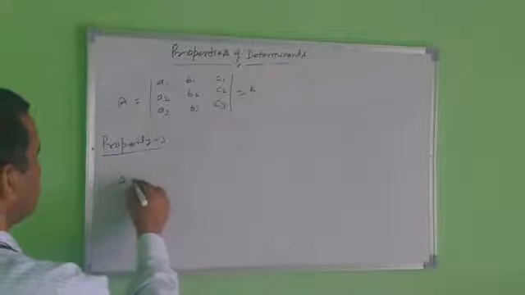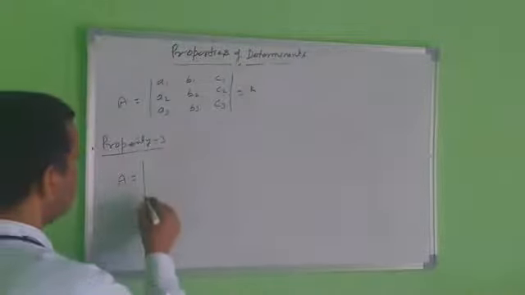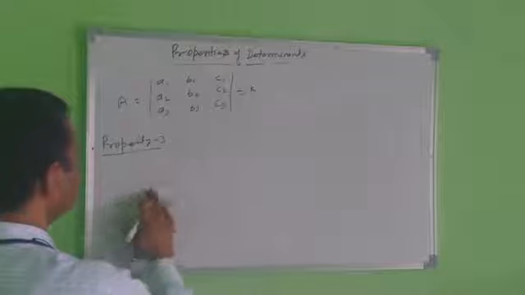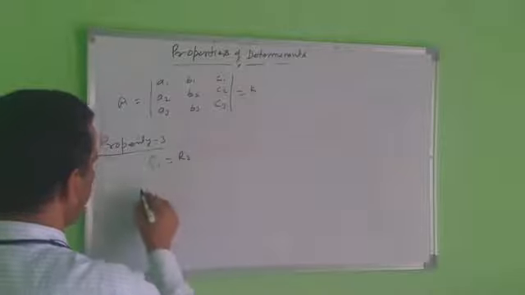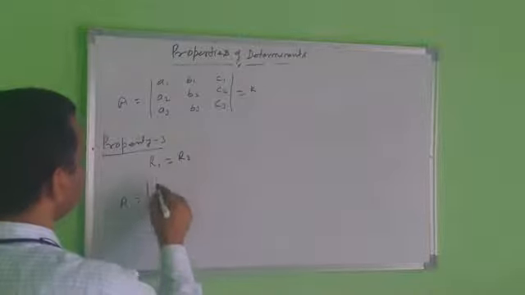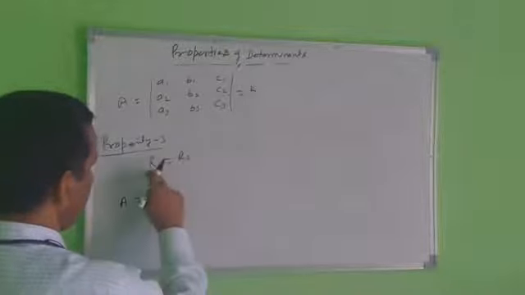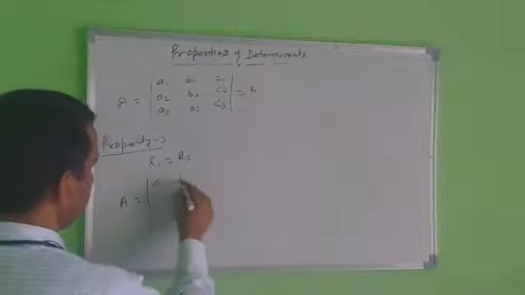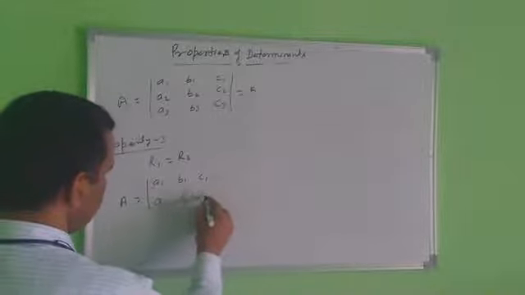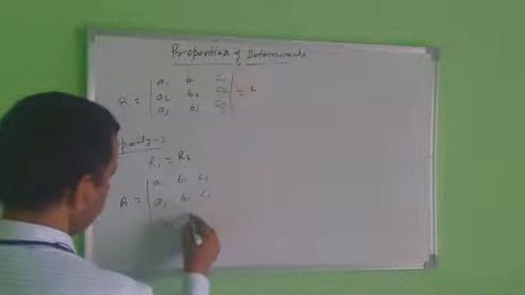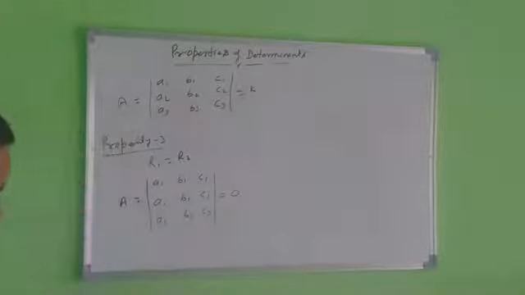So what do we mean by this? Suppose the result of this determinant is k. Suppose R1 equals R2, so the rows are A1, B1, C1 and A1, B1, C1, with A3, B3 and C3 below. Then what is the value of the determinant? It is 0. The value of the determinant will be 0.